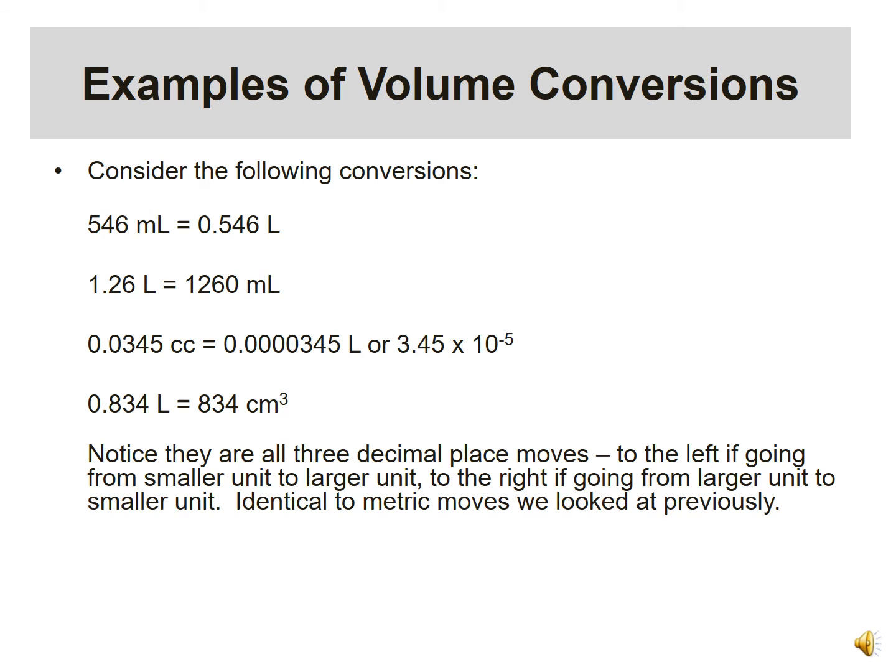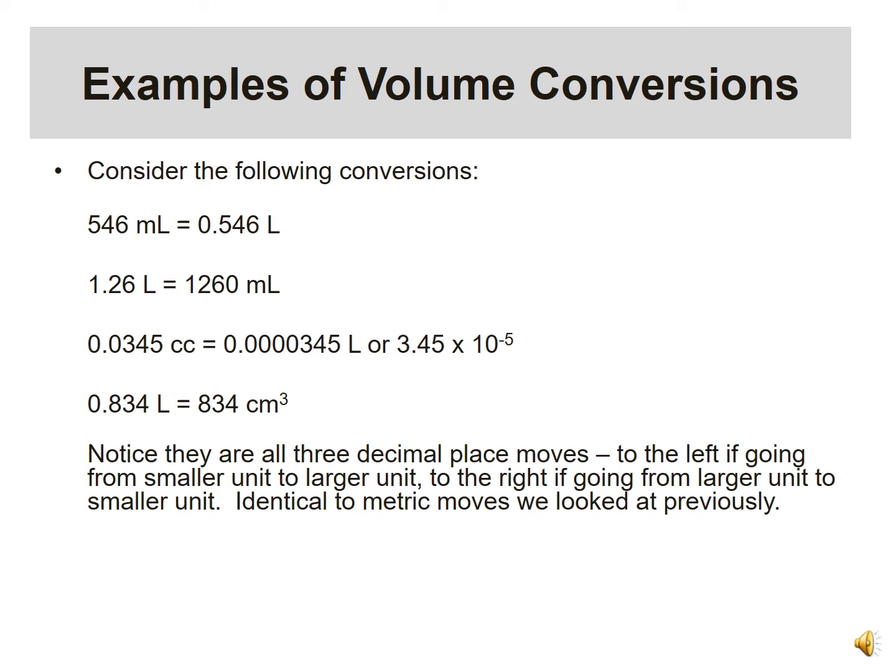Now consider the following conversions. Let's look at some volume conversions here. These are again fairly simple early on as far as metric goes. Milliliter to liter. Milli is a 3 decimal place move. I'm going from a small unit to a big unit, so I'm going to move it to the left 3 places, and I get 0.546. If I look at the next one, I'm going from a large to a small, so it's going to be 3 places again, but now it's going to the right and becomes 1,260 milliliters.